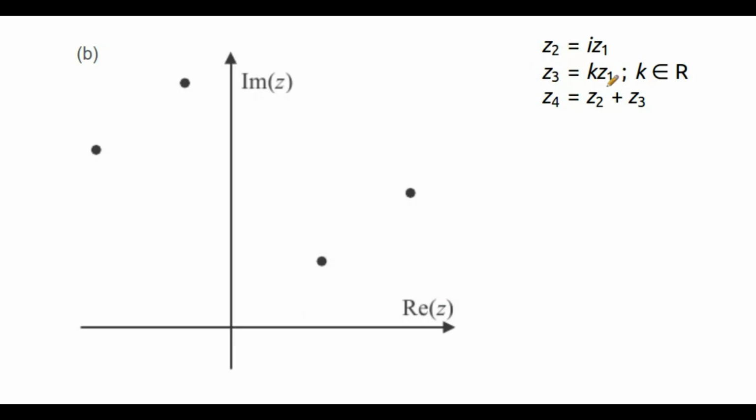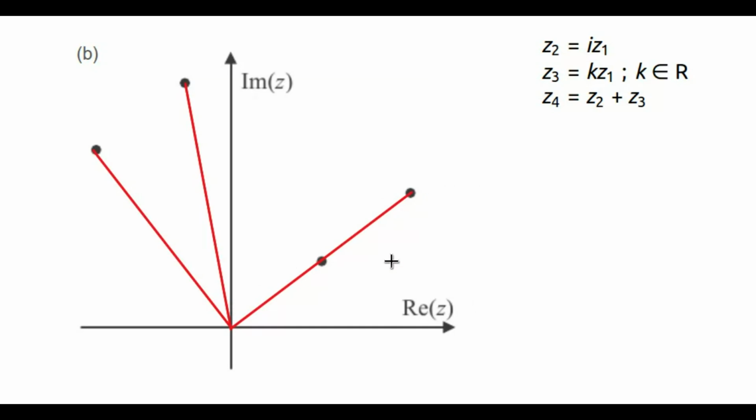Next, z3 is equal to k times z1. Well, we don't know what k is yet, but we do know it's a real number, so that means that z3, z1, and the origin are all collinear. So let me draw some lines. There's a line there, a line there, there's a line there. Well, in fact, this line goes through 2 different points. So that tells us immediately that these 2 points are z3 and z1. And we knew before that one of these 2 points was z1, so it makes sense that z3 is also going to be on this line.